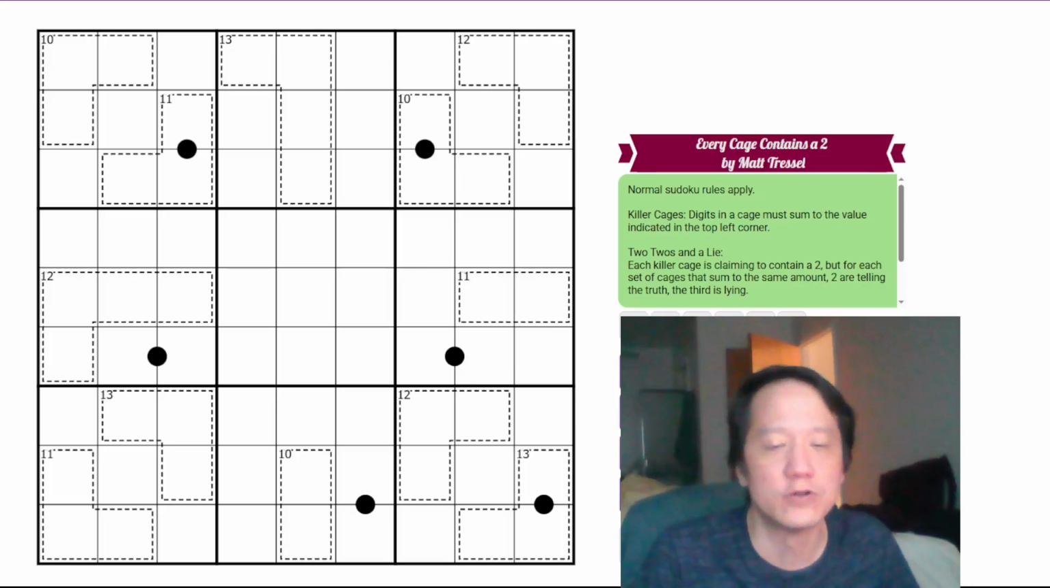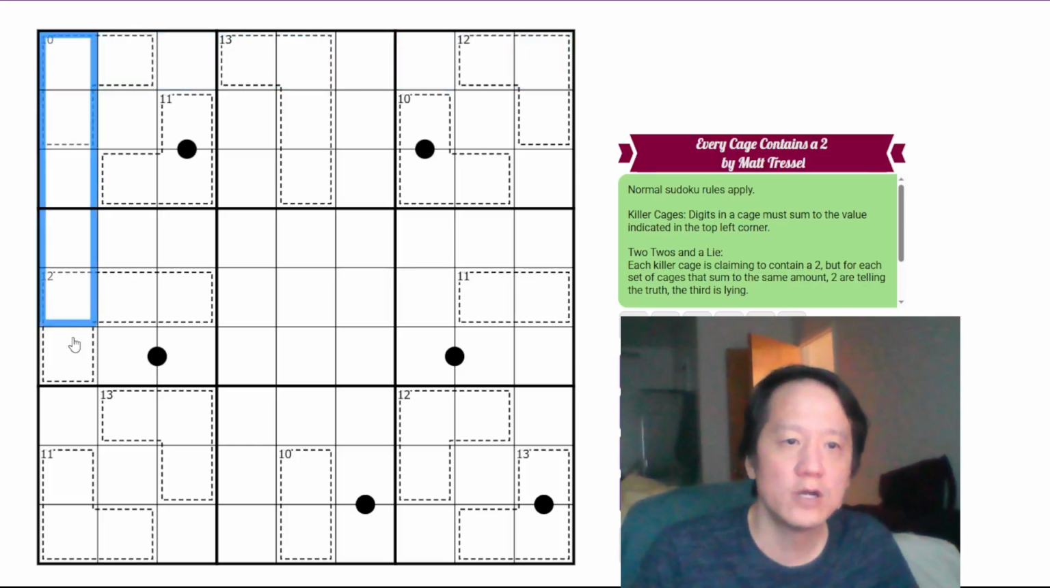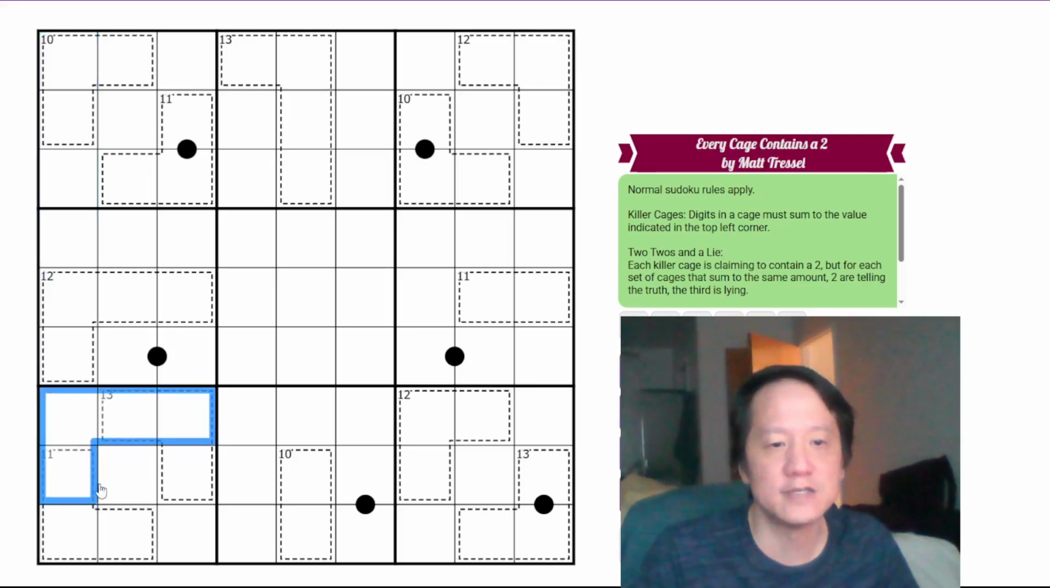And here are the rules. Normal Sudoku rules apply, which means fill the entire grid with the digits 1 through 9 such that there are no repeats in any row, column, or 9-cell region.